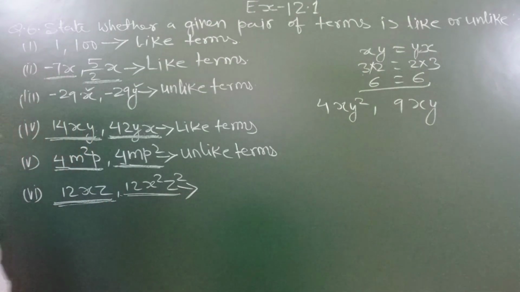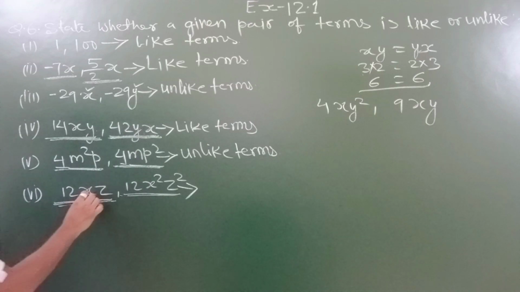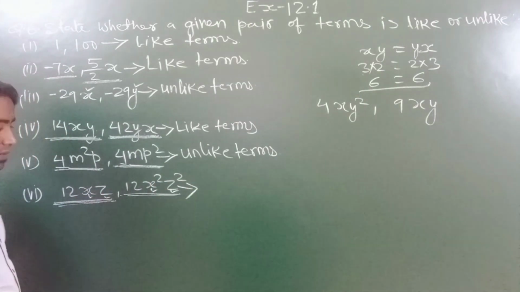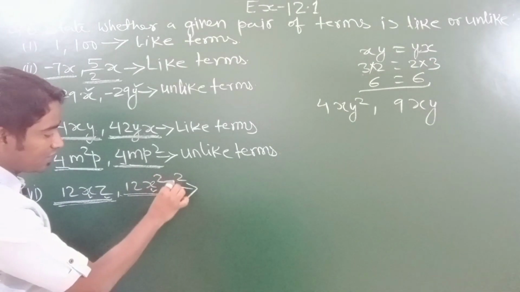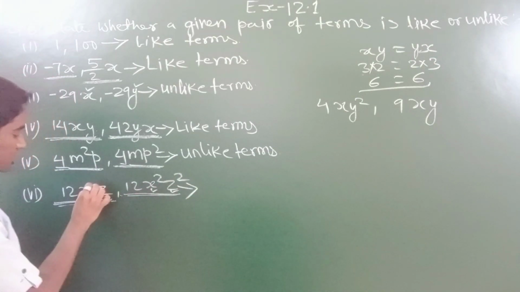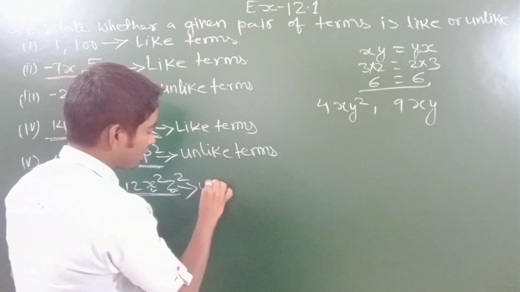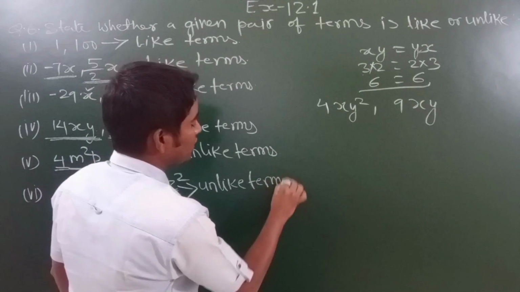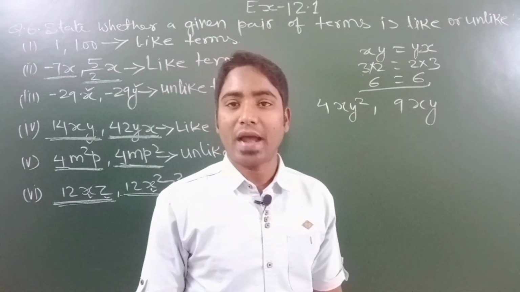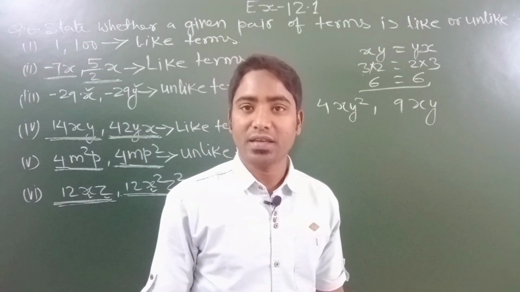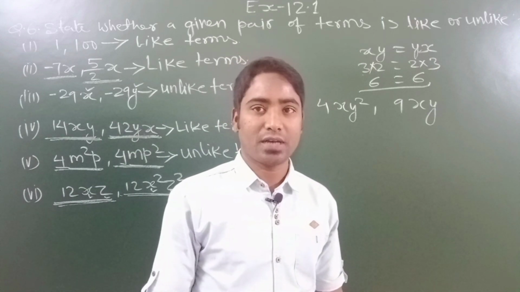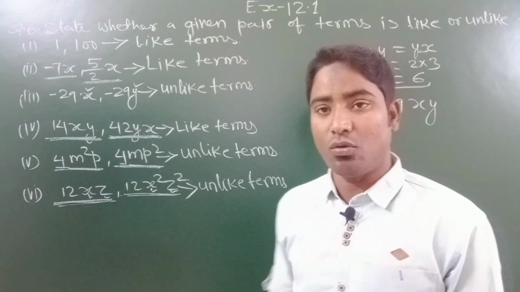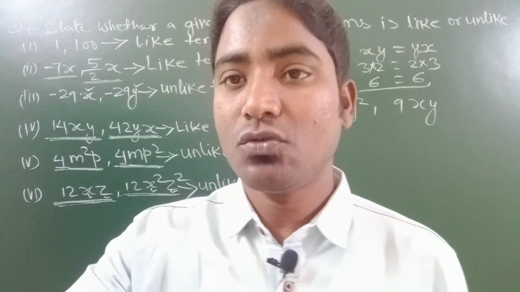Now moving to the last pair, students: here we have 12xz and here we have 12x square z square. Both the terms have x and z as variables, but here the power is different. Here is x square and z square, here is only x and z, and hence they will be unlike terms. Like this we are classifying the terms, students, as like terms and unlike terms. So this was your question number 6. I hope you have understood, and thank you for connecting with me.